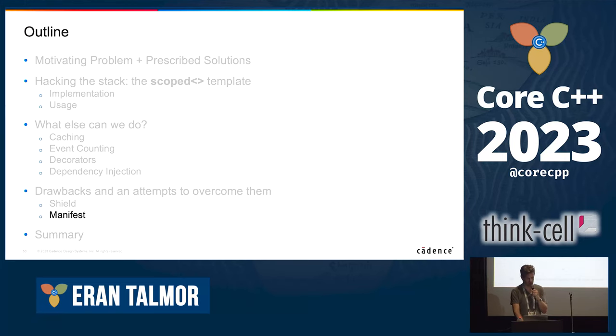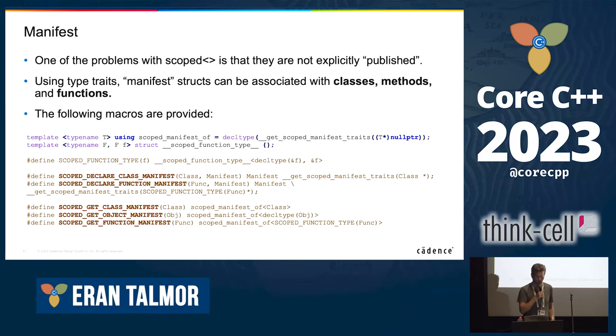Okay, the next idea, which is a little more ambitious, is a manifest. One of the problems with scoped is that it kind of provides an implicit API. These are hidden knobs, which you don't really see. So what I tried to do, I know macros are the devil, but I use them lightly, is basically have the user define a structure containing the scoped types, and then allow a way to attach this structure to different objects like classes, methods, or functions. I'll show just a simple idea. So basically you have here a few macros. One is to attach those manifest objects, and then to retrieve them.